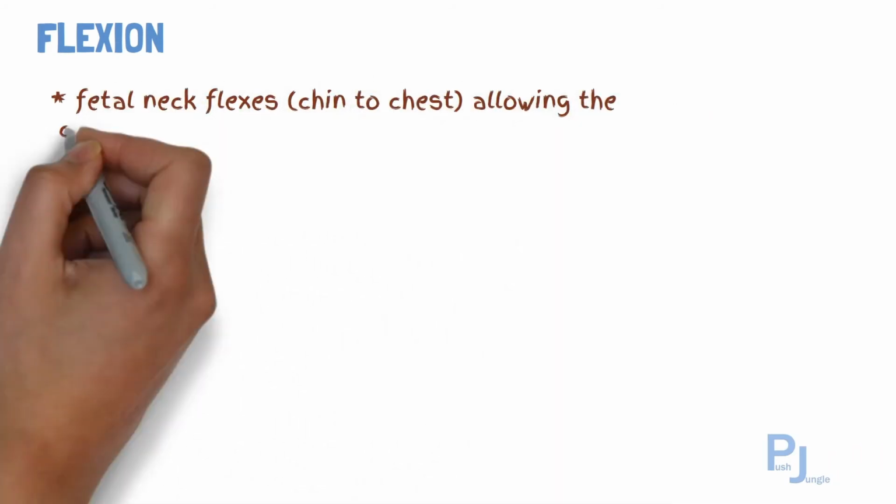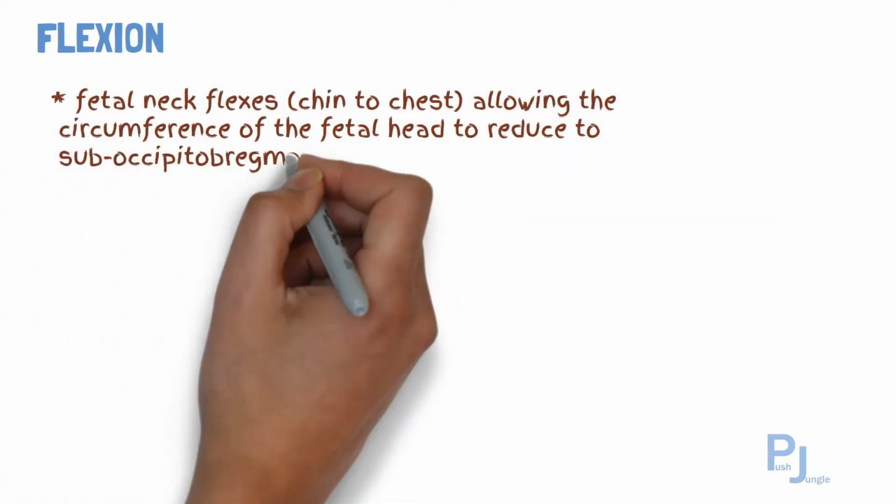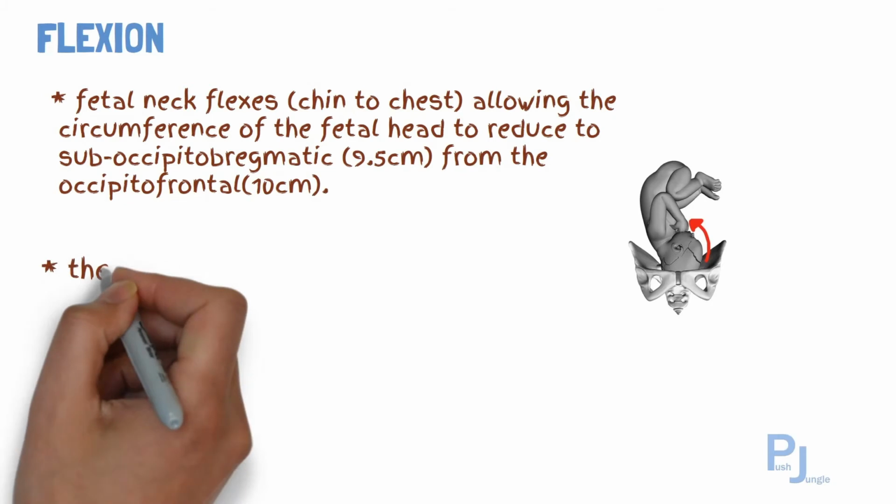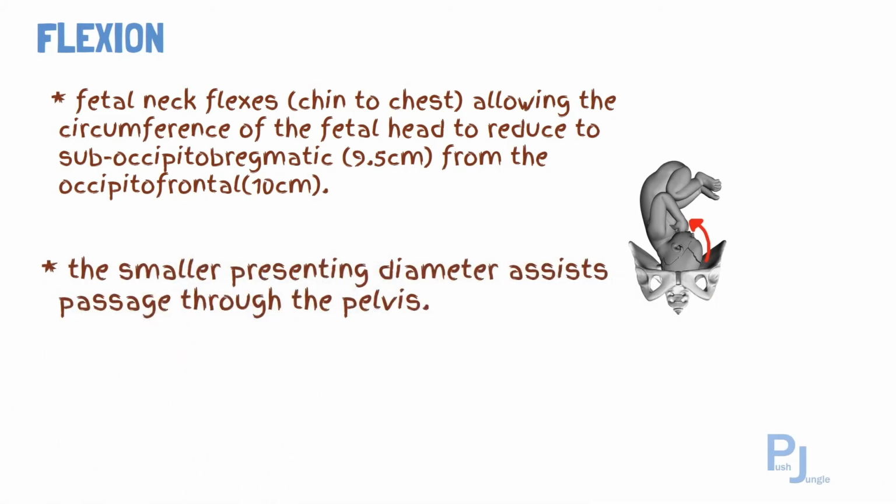This occurs relatively due to the pressure that is exerted on the fetal head by the pelvic floor. Hence, the circumference of the fetal head that enters into the pelvic outlet is the lowest possible circumference, which is the suboccipitobregmatic diameter, instead of the occipitofrontal diameter. In this position, the fetal skull has a small diameter which enables it to pass easily through the pelvic outlet.